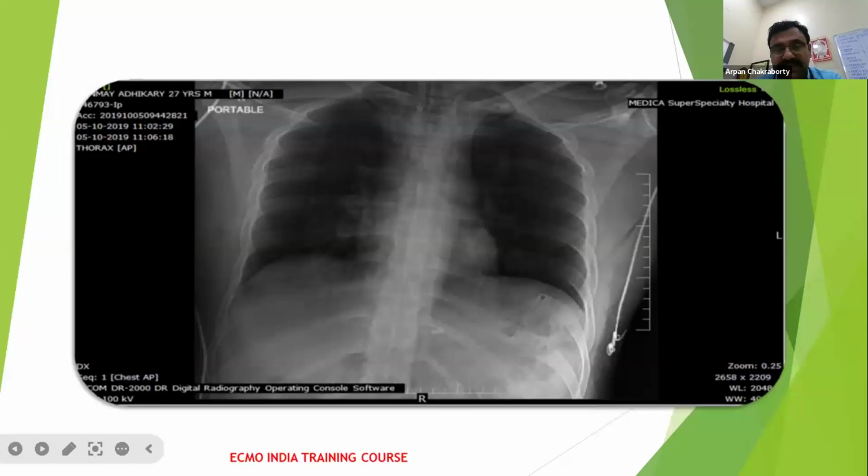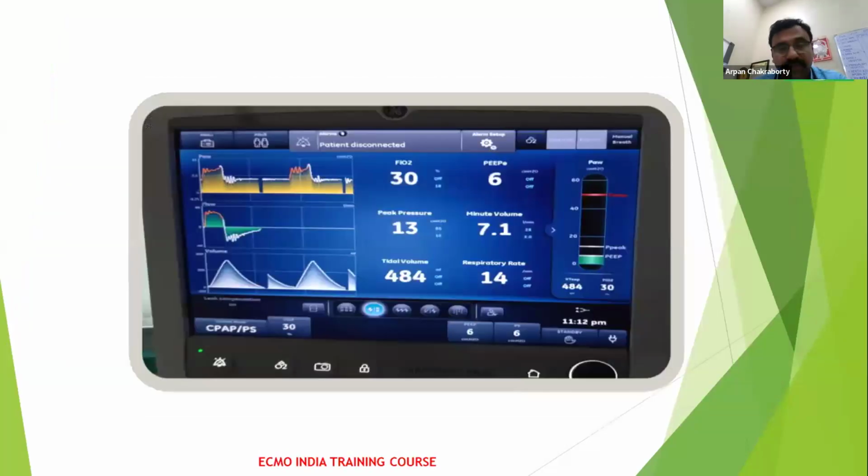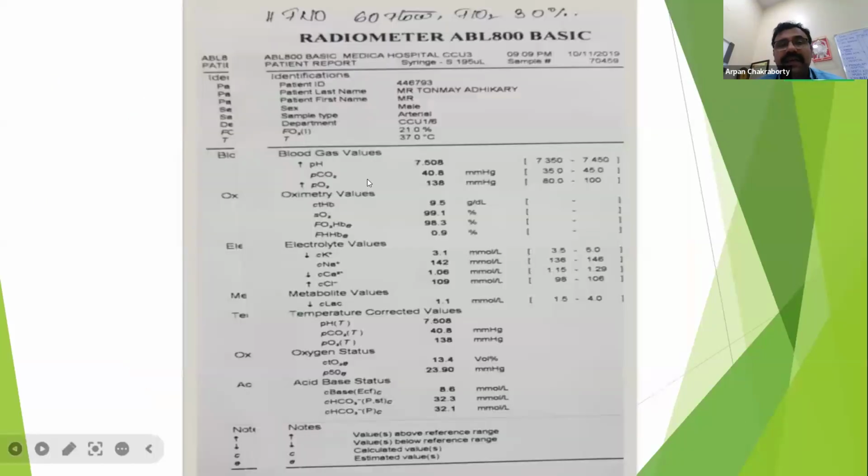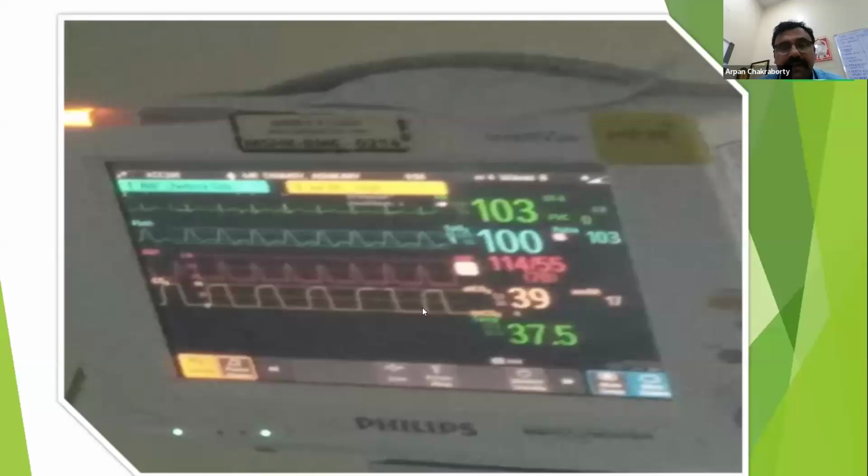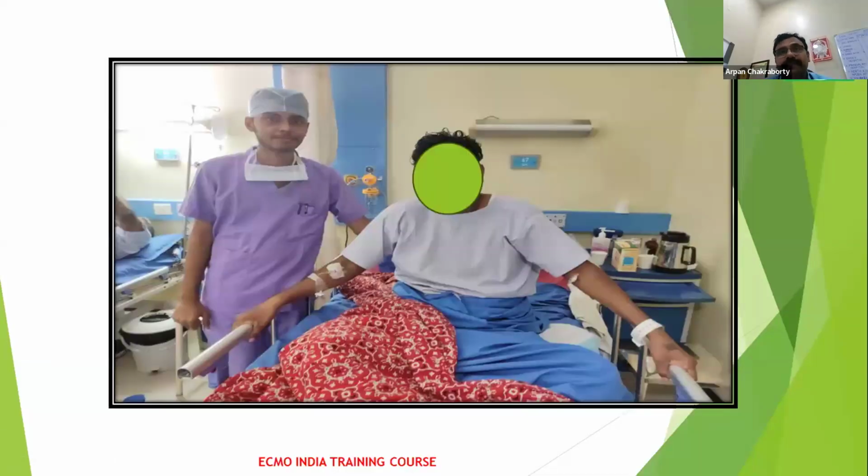The dynamic hyperinflation and the spasm went off, and we put him on pressure support, removing the ECOR, and this is the ABG on pressure support. We extubated this patient: 40 PCO2, 138 PO2, and 39 is the EtCO2, and we extubated him. So this is a case of dynamic hyperinflation, an asthma patient retaining CO2, which we managed.